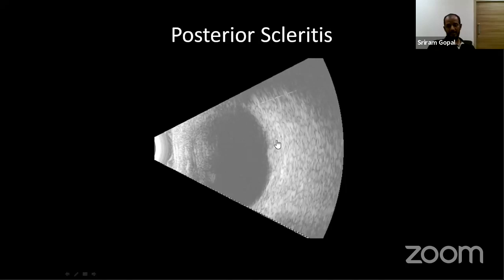This is posterior scleritis. It's a thickening of the retinochoroidal complex. If you look, this area is thin, whereas this area is a very thick sclera with a small separation of the tenon space.